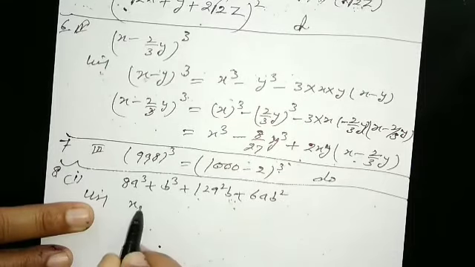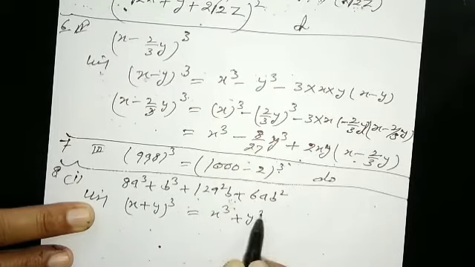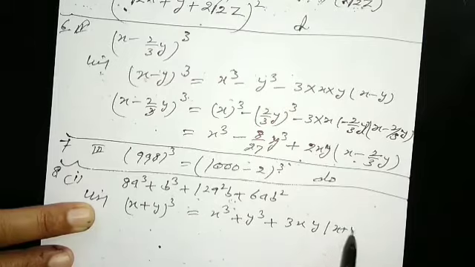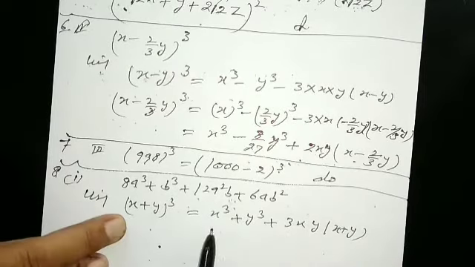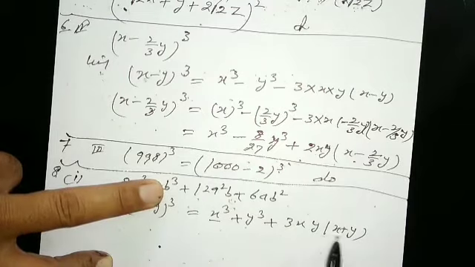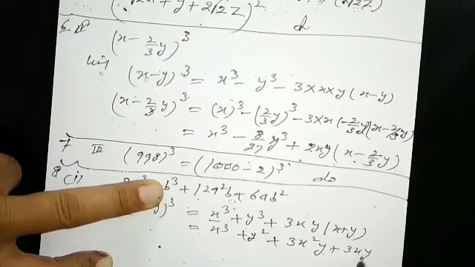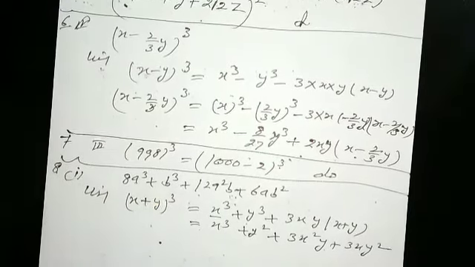That is (x + y)³ = x³ + y³ + 3xy(x + y). How can you say? This is first, this is second, and if you multiply these you will get the form.